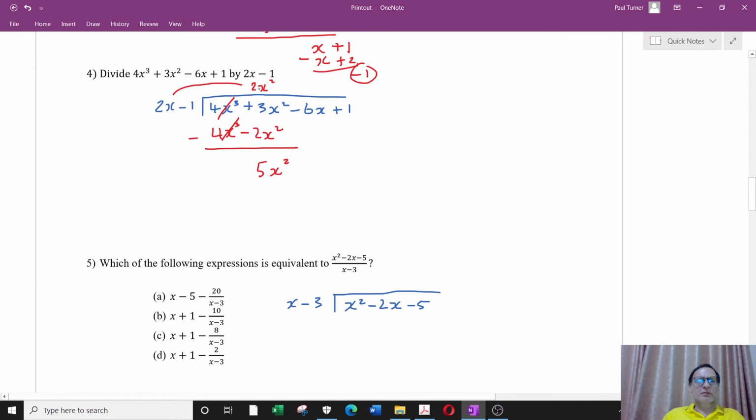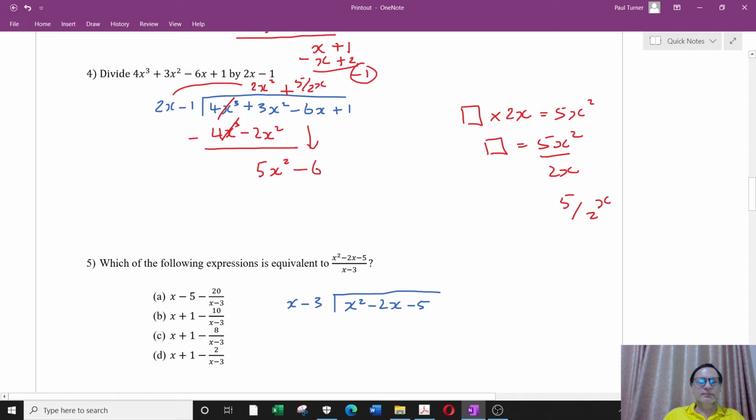Now you see the problem. We want a number that times 2x will give 5x squared. So what's that going to be then? We're going to have this being 5x squared on 2x, which will give you 5 on 2x. But the number you want here is 5 on 2x. And we forgot to bring down the minus 6, so let's do that now.